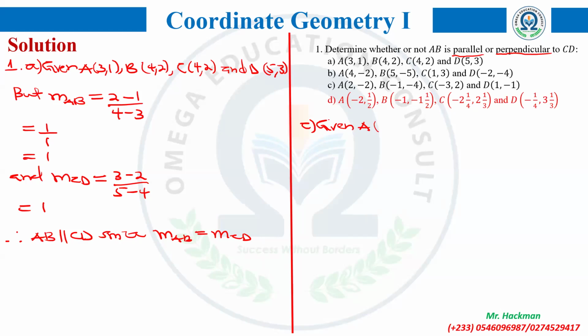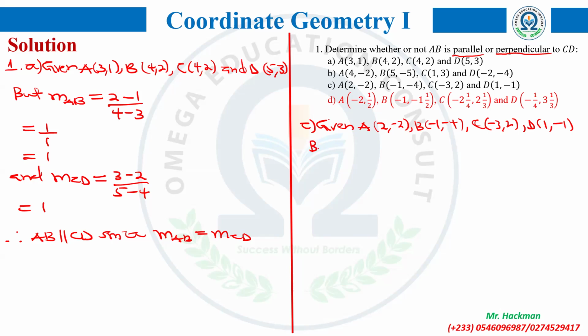So now I'm giving A 2, negative what? 2. B with the coordinates -1, -4. C with the coordinates -3, 2. And D, I know that if I write N, it won't go there, so I will use a comma. And D 1, -1. So now we know. So this time round, I know I will use the gradient to determine parallel or perpendicular.